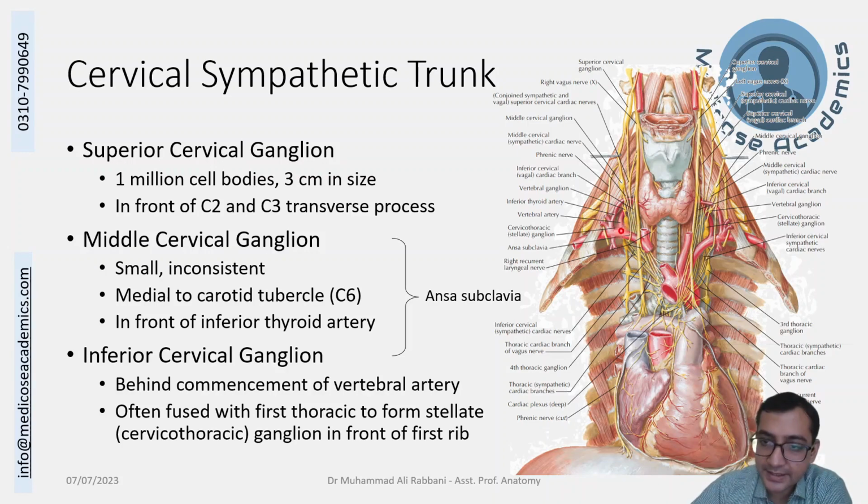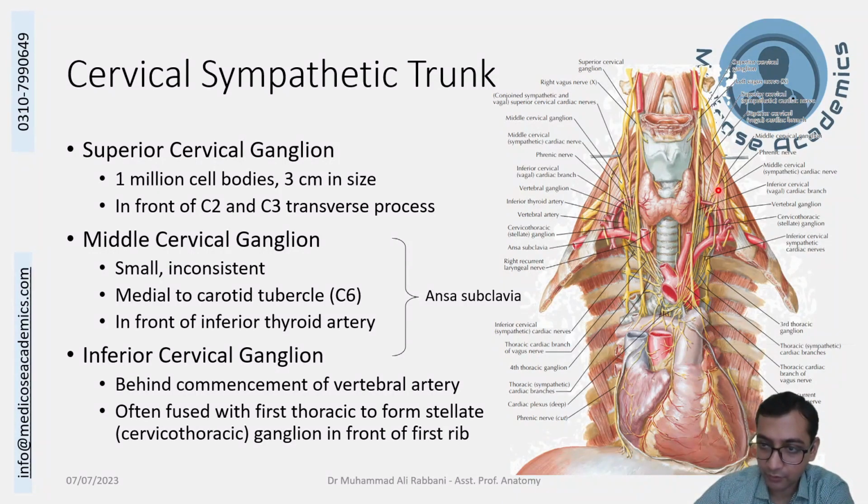So there is one thing that is ansa subclavia. The sympathetic chain connects the superior with middle, middle with inferior, and so on with all of them. However, the connection between the superior, middle, and the inferior is not a simple chain. The chain is split into two. Some part of the fibers loop around the subclavian artery and go to the inferior ganglion, the stellate ganglion.